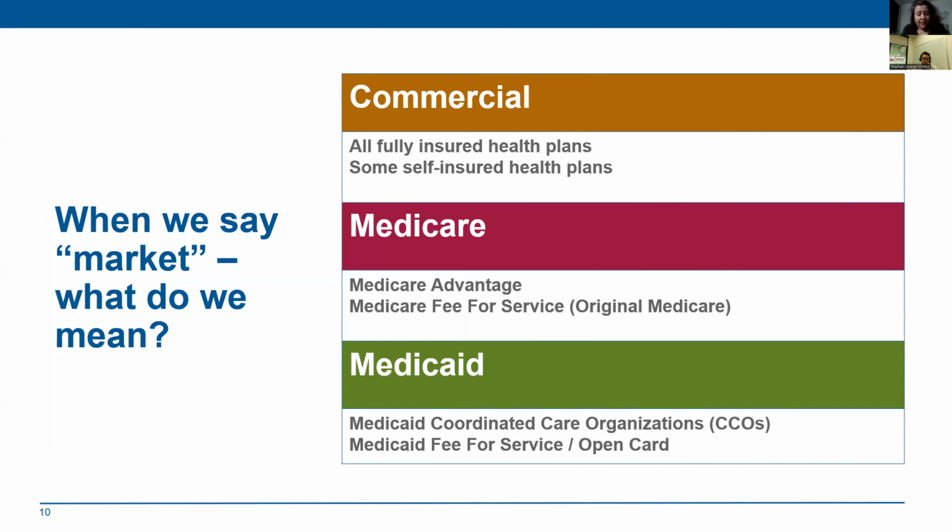So I just said that when we measure by market, we use total healthcare expenditures. So again, some grounding. When we say market, what do we mean? For the cost growth target program, we measure three markets. We measure commercial spending, which includes all of the fully insured health plans in the state, as well as some of the self-insured health plans, not all. When we say Medicare, we're talking about Medicare Advantage, as well as Medicare fee-for-service or original Medicare. And Medicaid is our third market, and that includes both the Medicaid coordinated care organization spending as well as Medicaid fee-for-service spending. In the report, we have breakdowns within these categories, but broadly, we're going to talk about statewide spending and then market level spending: commercial, Medicare, and Medicaid.